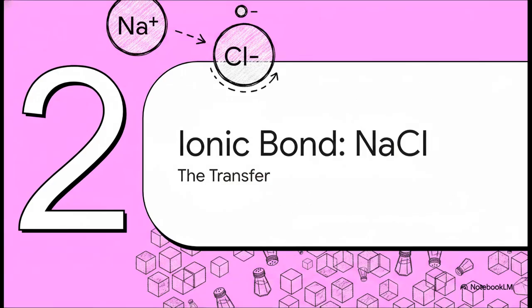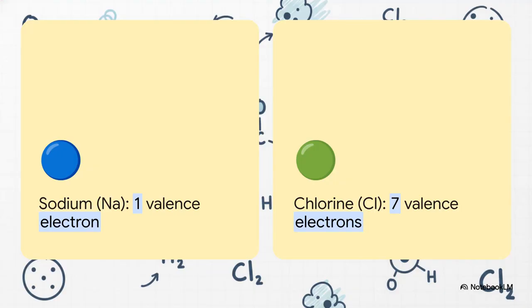Section 2. Ionic bond. Sodium chloride. The transfer. All right, let's put these rules into practice with our very first recipe, everyday table salt. Let's compare our two starting ingredients side by side to see exactly how many dots and crosses we're working with. On one side, we have sodium, a metal, which has an electron configuration ending in an unpaired, lonely, single valence electron. And on the other side, we have chlorine, a nonmetal, bringing 7 valence electrons to the mix.